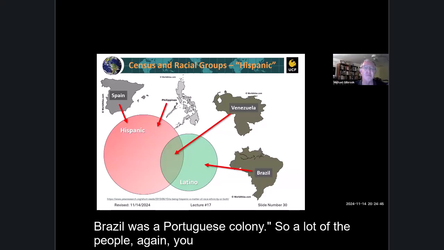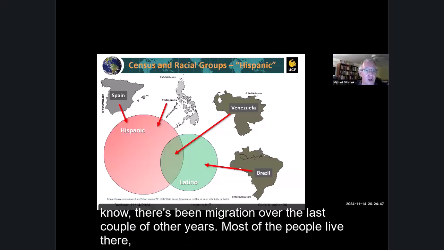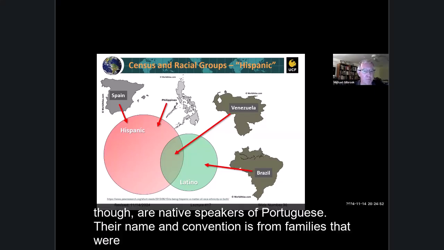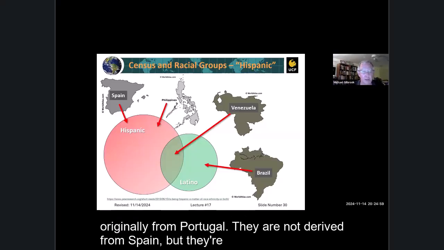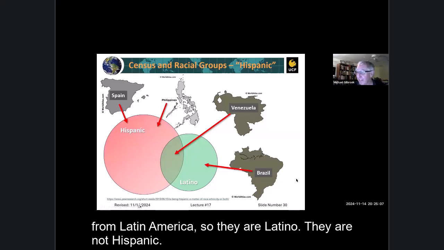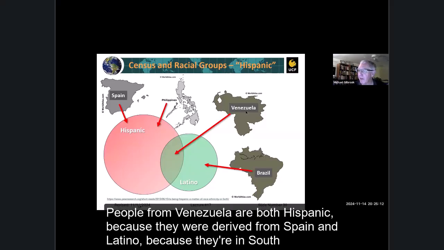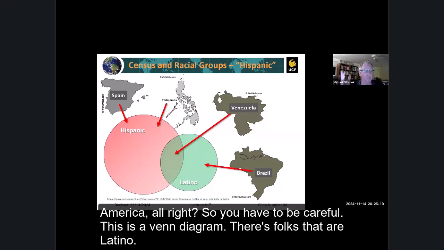There's been migration over the last couple of hundred years, but most of the people who live there are native speakers of Portuguese. Their naming convention is from families that were originally from Portugal. They are not derived from Spain, but they're from Latin America, so they are Latino. They are not Hispanic. People from Venezuela are both Hispanic because they were derived from Spain and Latino because they're in South America. All right.